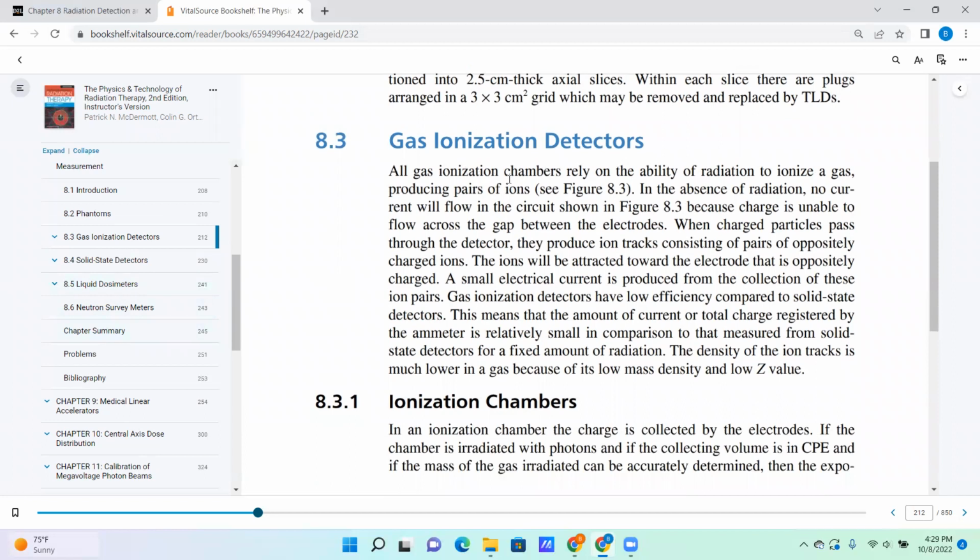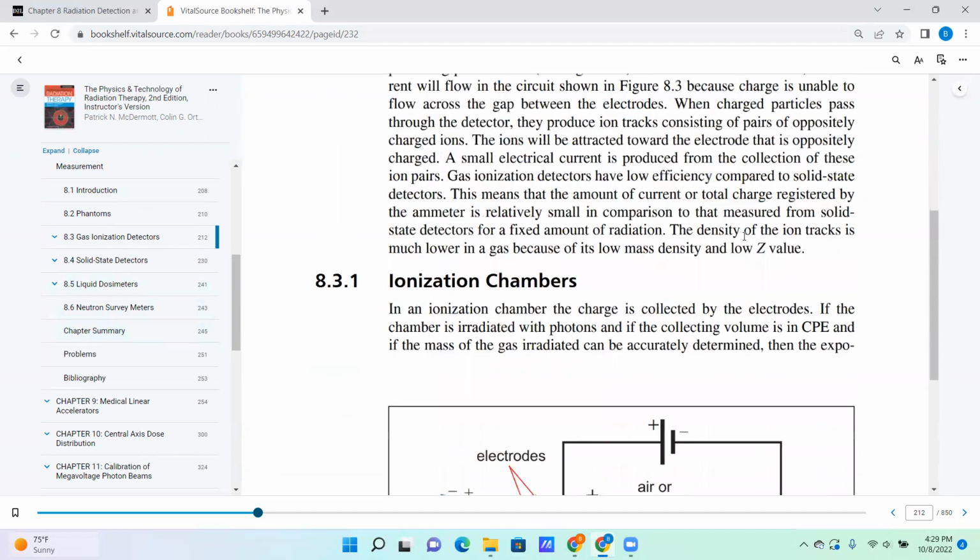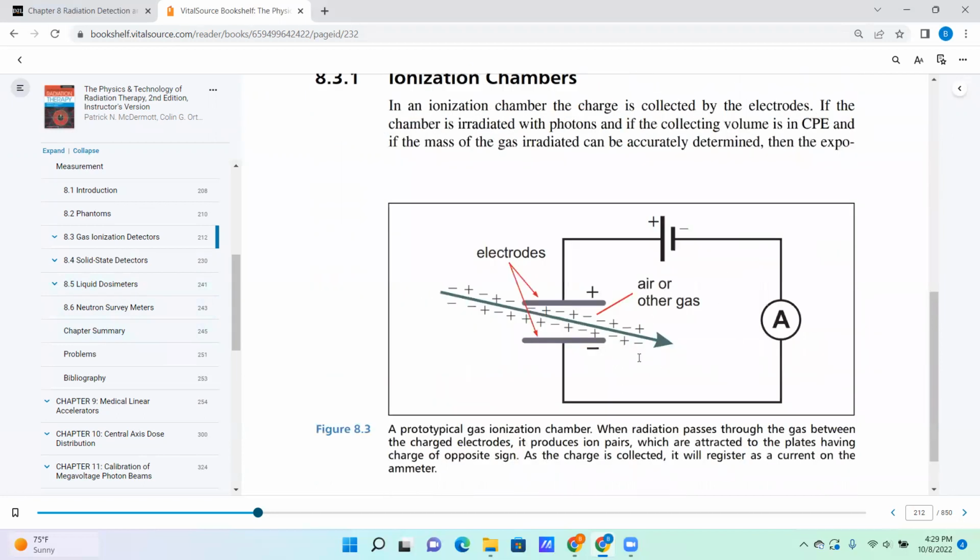So all gas ionization chambers rely on the ability of radiation to ionize a gas, producing pairs of ions. In the absence of radiation, no current will flow in the circuit, shown in figure 8.3. So when radiation passes through the gas between the charged electrodes, it produces ion pairs, which are attracted to the plates having charges of opposite signs. As that charge is collected, it will register as a current on the ammeter.